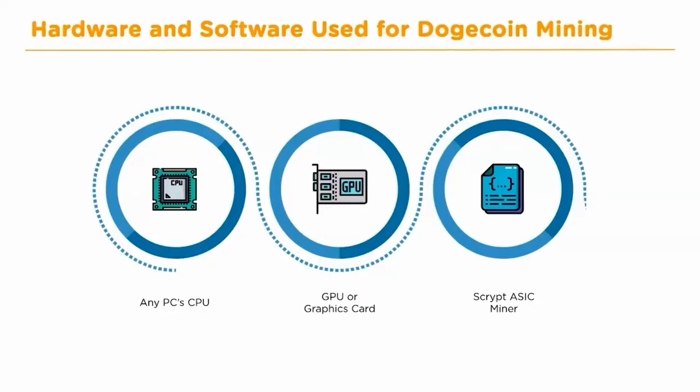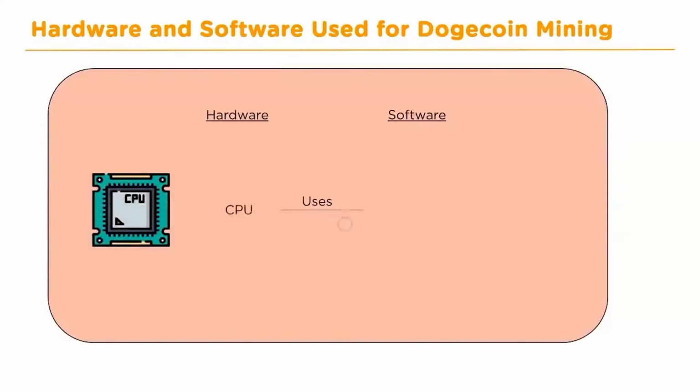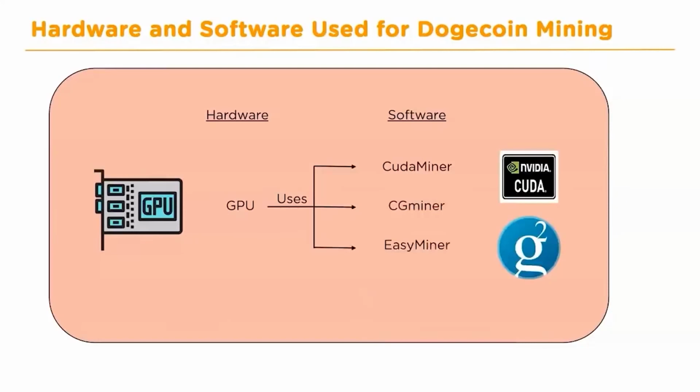If you are new to Dogecoin mining, then using your PC's CPU will be the right choice, and CPU miner is the most appropriate software. If you are thinking of mining using GPU or graphics card, you can have a wide range of software. Some of the best software is CUDA Miner, which works perfectly with NVIDIA products, CG Miner, which works with most GPU hardware, and Easy Miner is considered suitable for beginners. Scrypt ASIC miners are considered to be very powerful hardware, and multi-miner is excellent with this hardware.